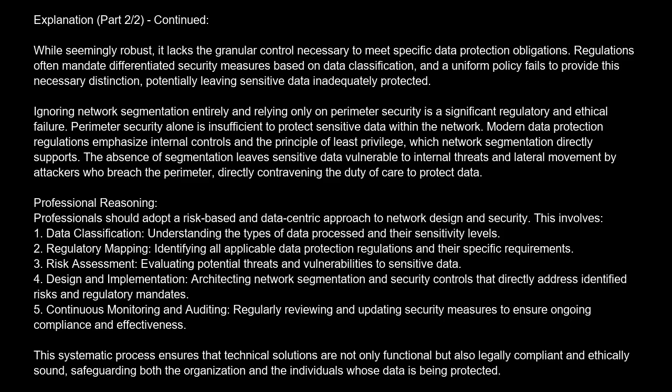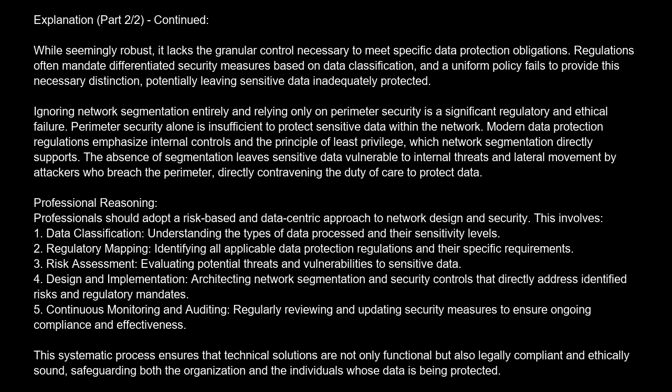Ignoring network segmentation entirely and relying only on perimeter security is a significant regulatory and ethical failure. Perimeter security alone is insufficient to protect sensitive data within the network. Modern data protection regulations emphasize internal controls and the principle of least privilege, which network segmentation directly supports. The absence of segmentation leaves sensitive data vulnerable to internal threats and lateral movement by attackers who breach the perimeter, directly contravening the duty of care to protect data.